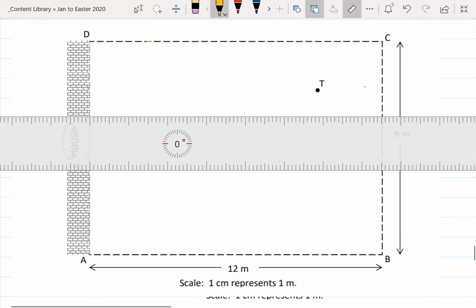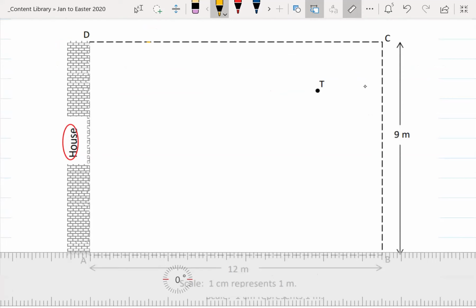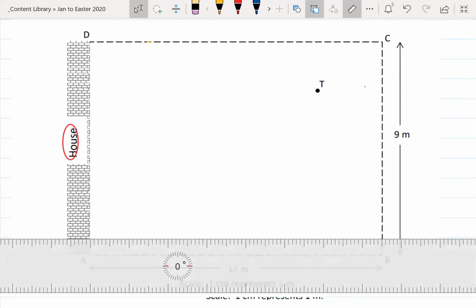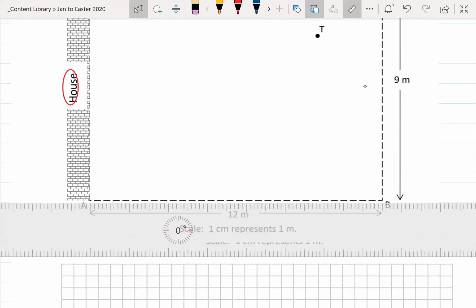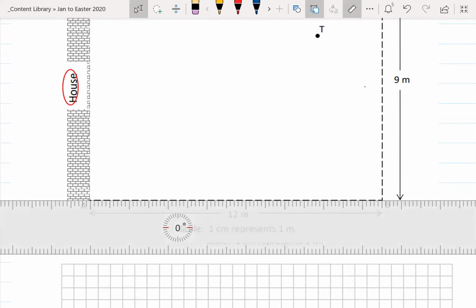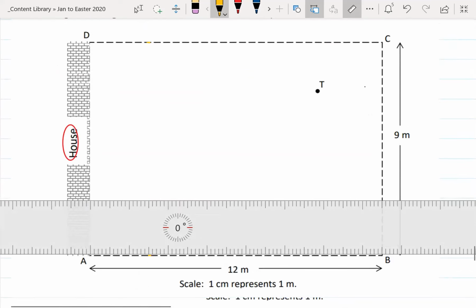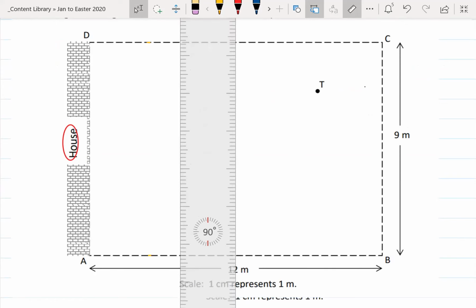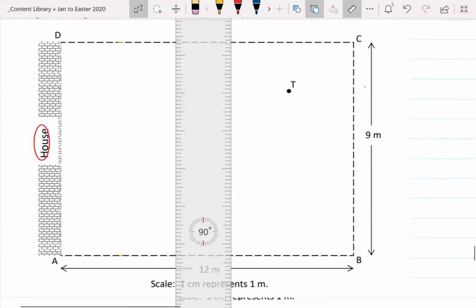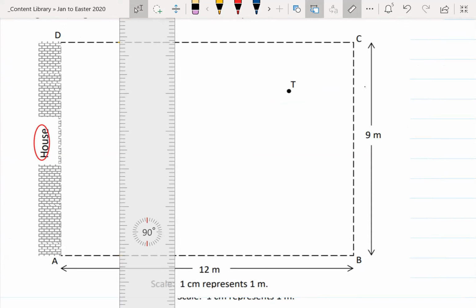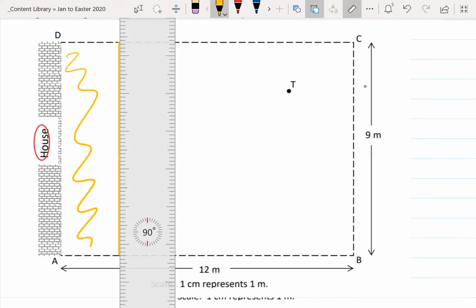And down here, 1, 2, 3. So there. And I'm just going to join those lines. This is easy enough, this bit. Let's get my ruler and join the 2 marks that I made. Okay, so the bird table cannot be in this area, because that's 3 meters. It's within 3 meters of the house, so it can't be there.